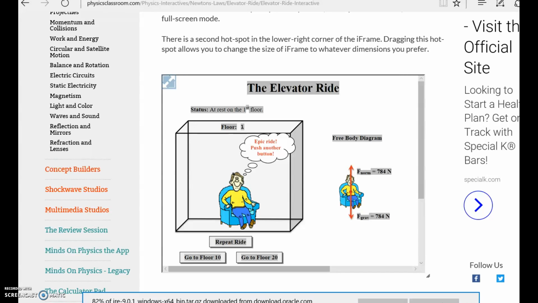We're going to discuss what are the forces acting on a person riding an elevator. So in this situation, the person is sitting on a chair and the elevator is at rest. So what are the forces acting on the person?